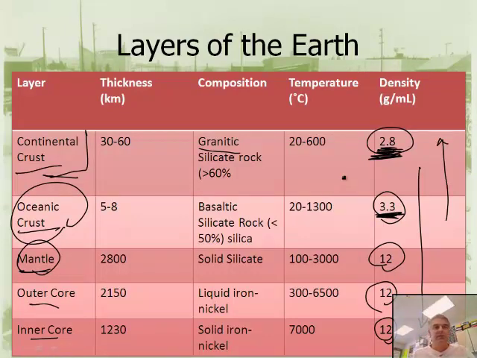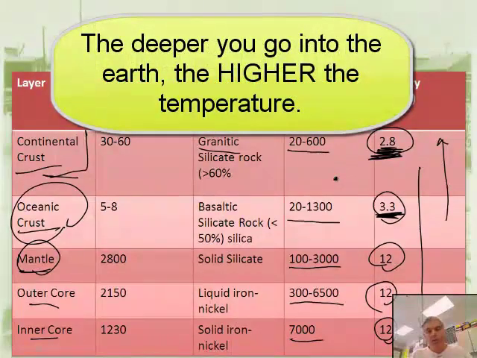Another thing you'll want to write down is the temperature. Look at the temperature here. The temperature of continental crust, 20 to 600 Celsius. Oceanic, 20 to 1300 Celsius. Then 100 to 3000. Then 300 to 6500. And 7,000 degrees Celsius. So what's the general rule? The deeper you go, the warmer it is. Why don't you write that down? The deeper you go, the warmer it is.